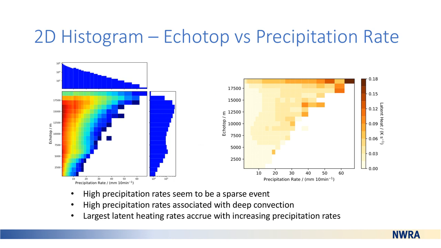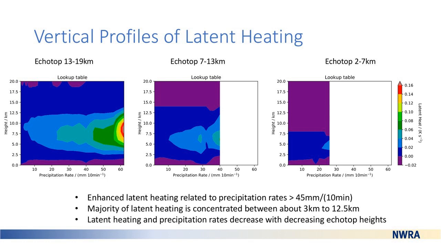In a further step, I created the lookup table based on these four WRF simulations. On the left-hand side, I show the lookup table associated to echo tops ranging from 13 to 19 kilometers, so rather deep convection. And in these plots, the y-axis refers to the altitude. In the middle, I show the lookup table for the echo top ranging from 7 to 13 kilometers, and for 2 to 7 kilometers, the lookup table is shown on the right-hand side.